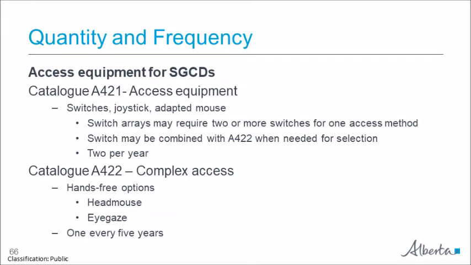There are two categories of access equipment with different frequency requirements. For simple access equipment, 2 switches can be replaced per year or one adapted mouse or joystick. Switches are not routinely repaired. For complex access equipment, catalog number A422, AADL covers repairs and maintenance, and the frequency limit is one every 5 years.